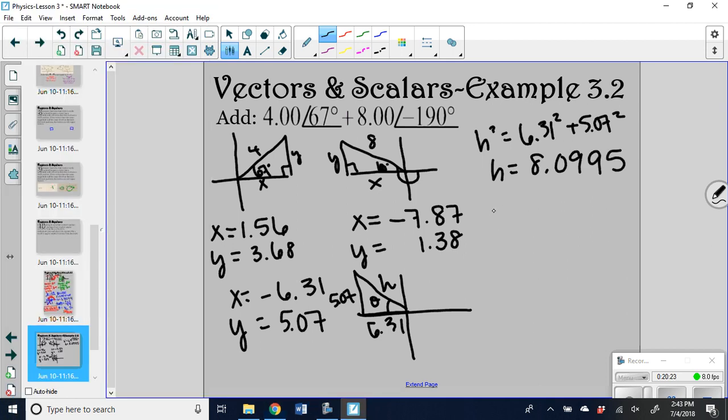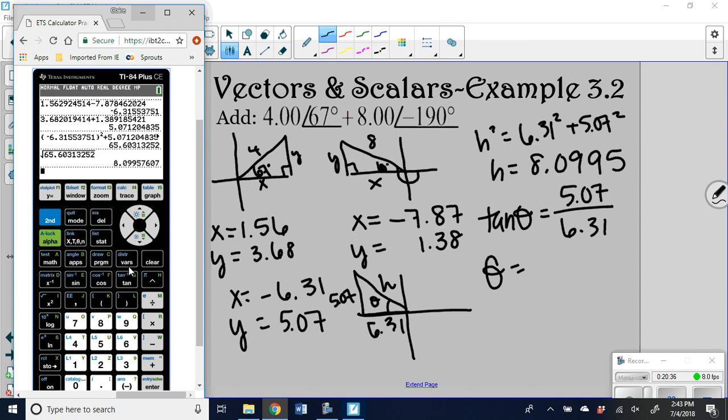Okay, and then for your angle, the tangent of theta is going to be 5.07 over 6.31. And so you don't ever use the negatives or positives. You just keep them all positive. So don't try and put negatives on there. So we're going to do tangent inverse of the 5.07 divided by the 6.31. We need to go back and take the negative out. So that gives us 38.76.